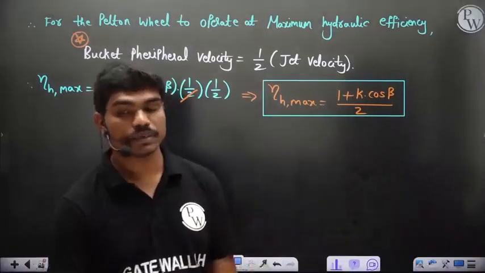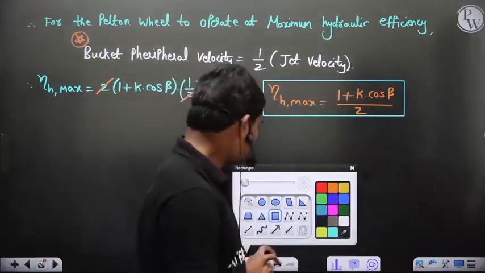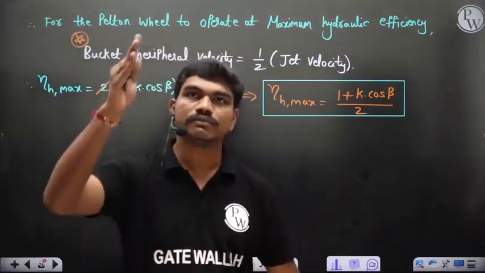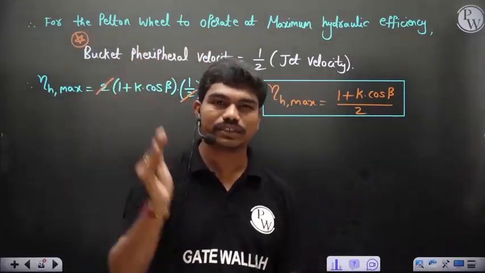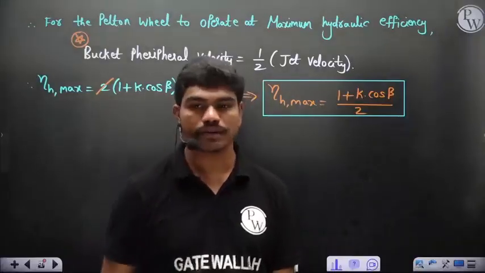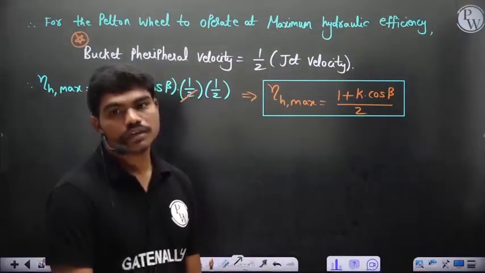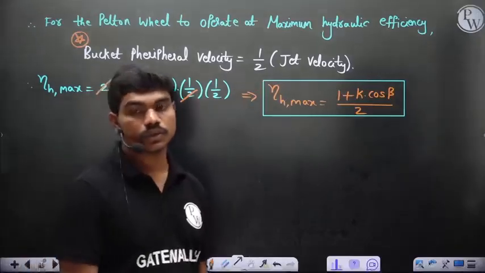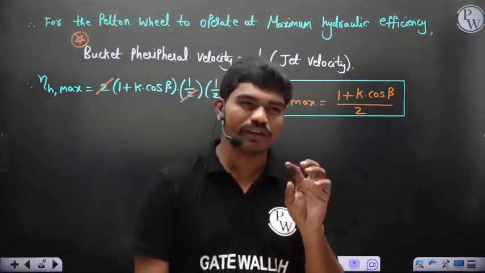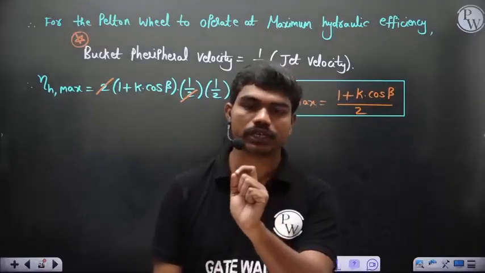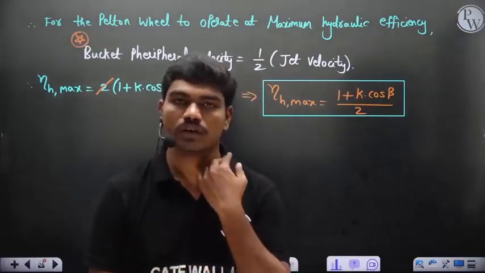In reality, what happens is, in reality, you will observe that the hydraulic efficiency is not maximum exactly at 0.5, but slightly around 0.46. Okay, in reality, the reason is friction. So it happens at around u by v equal to 0.47, 0.46 of that range. That 0.03 variation is due to the presence of friction of the liquid.